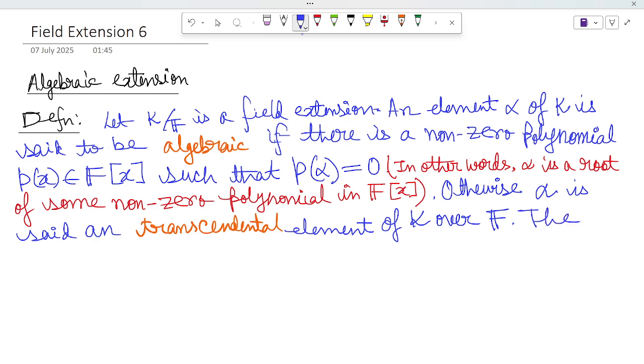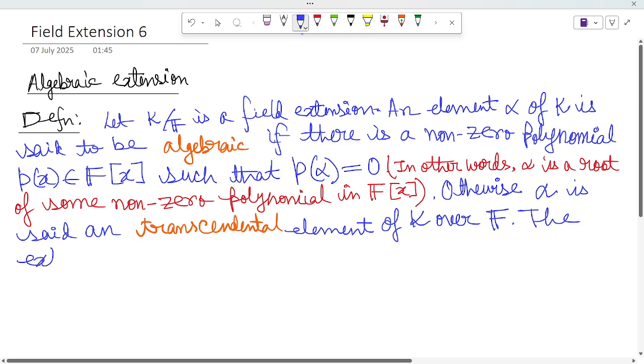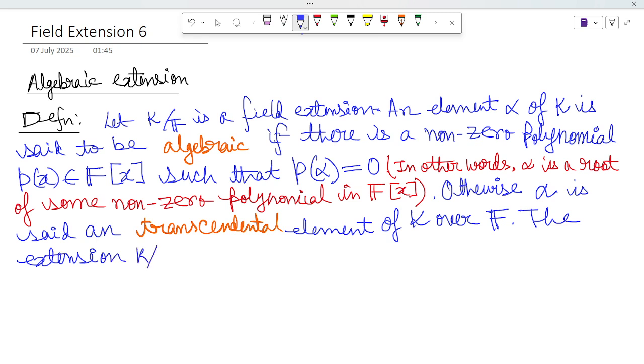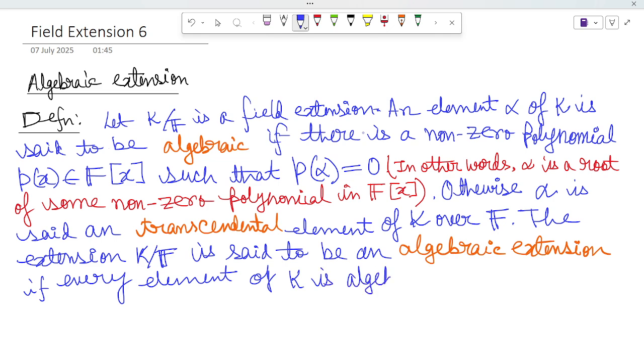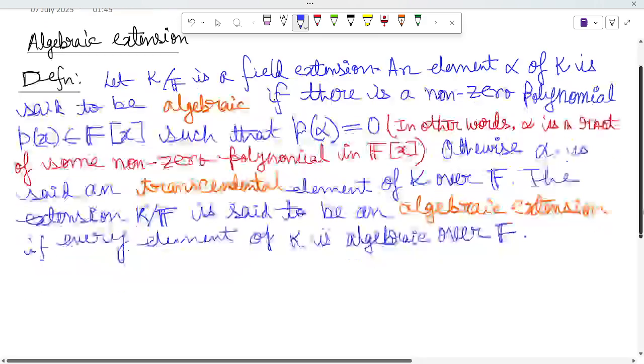Now what is an algebraic extension? If every element of K is algebraic over F, the extension K over F is said to be an algebraic extension. I think that much you already know.